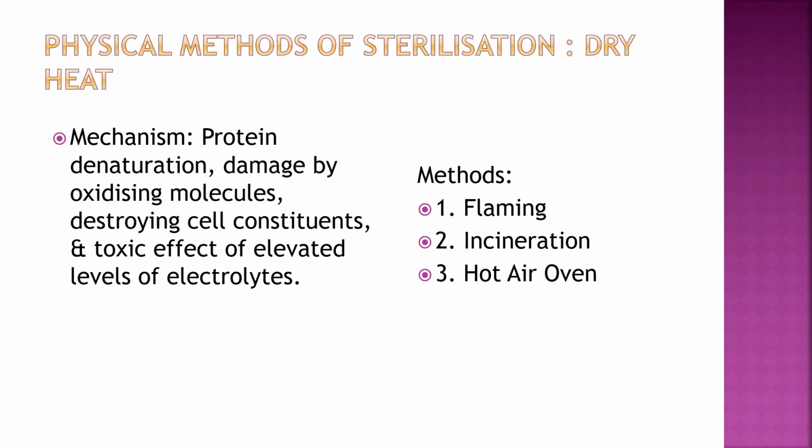In physical methods of sterilization, first one is dry heat. The mechanism is protein denaturation, damage by oxidizing molecules, destroying cell constituents, and toxic effects of elevated levels of electrolytes. So all these cause cell death and killing of the microorganisms. And the examples or methods are flaming, incineration, and hot air oven.